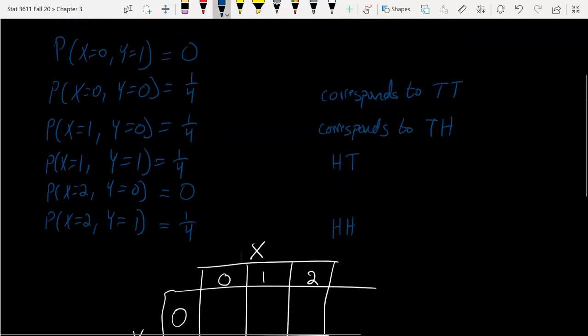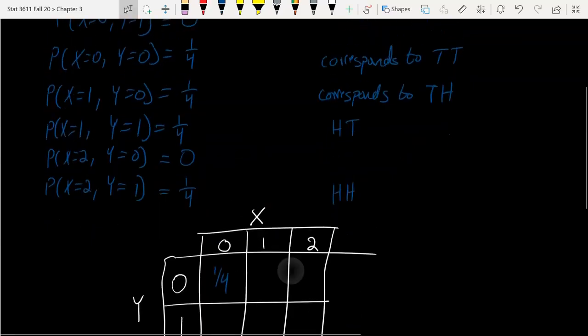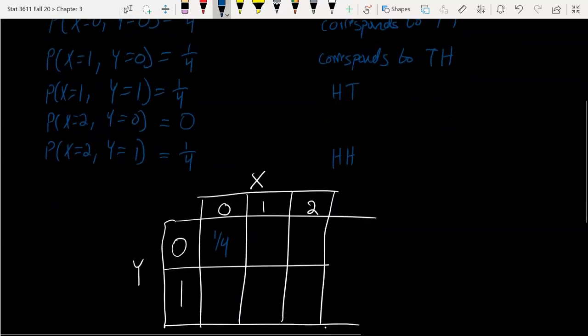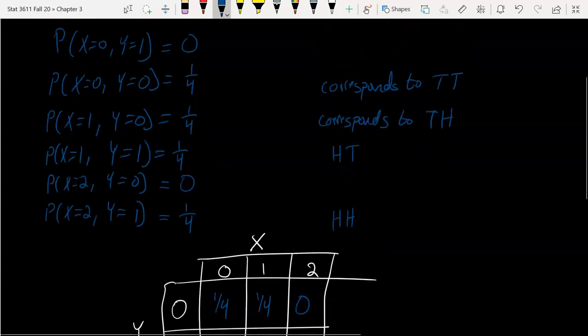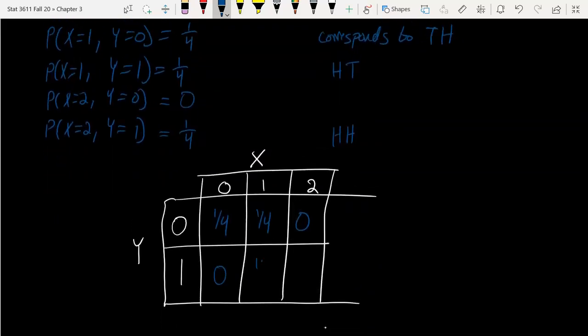So what do we have for 0, 0? That's a quarter. What do we have when x is 1 and y is 0? That is a quarter. X is 2 and y is 0. That's 0. How about 0, 1? That's 0. Filling this in. And then 1, 1 is a quarter. And 2, 1 is a quarter. All right. There we go.